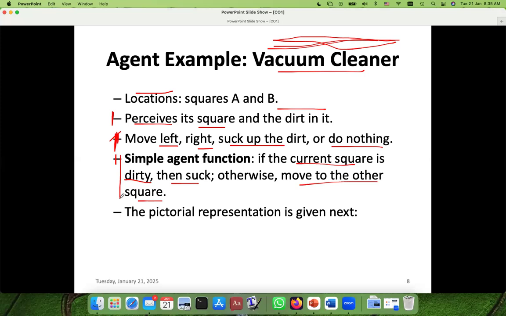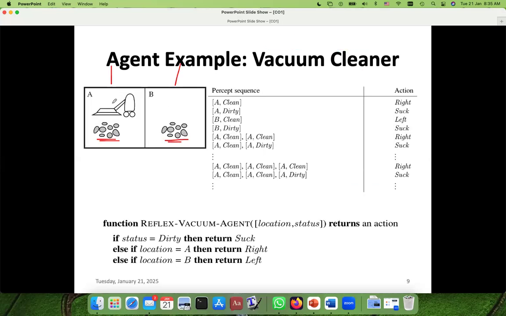Okay, the pictorial representation is here. You can see the agent is in square A and the dirt is available. Then what will it do? It will suck up the dirt. If there is no dirt, the agent will move to the right. And if this situation is happening here, the agent will move towards the left. And if there is no dirt on both the squares, it will do nothing. So four actions are available.